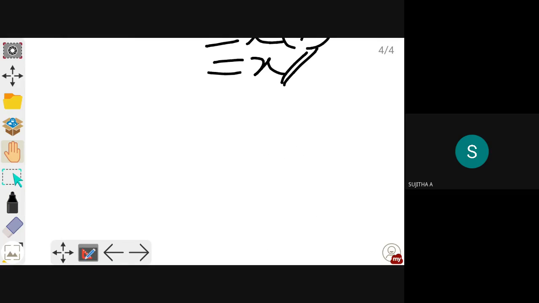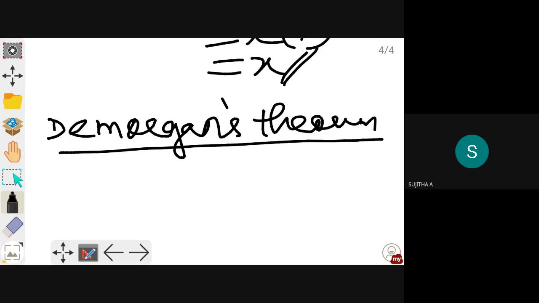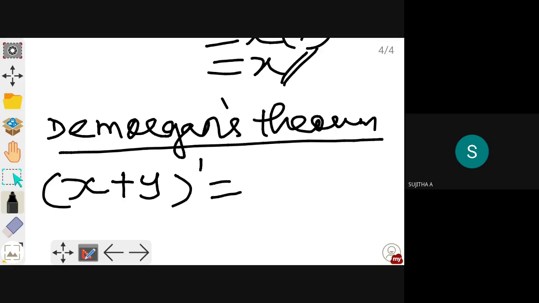De Morgan's theorem. So this is very, very important. De Morgan's theorem is, if you have x plus y, the whole bar, is equal to, you have to complement the individual variables. That is, x can be written as x bar, plus can be written as into, and y can be written as y bar. So this is known as De Morgan's theorem.